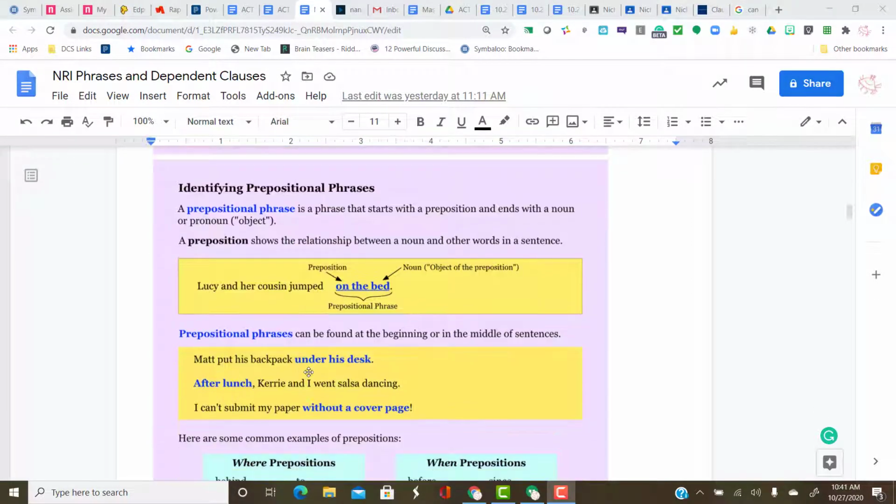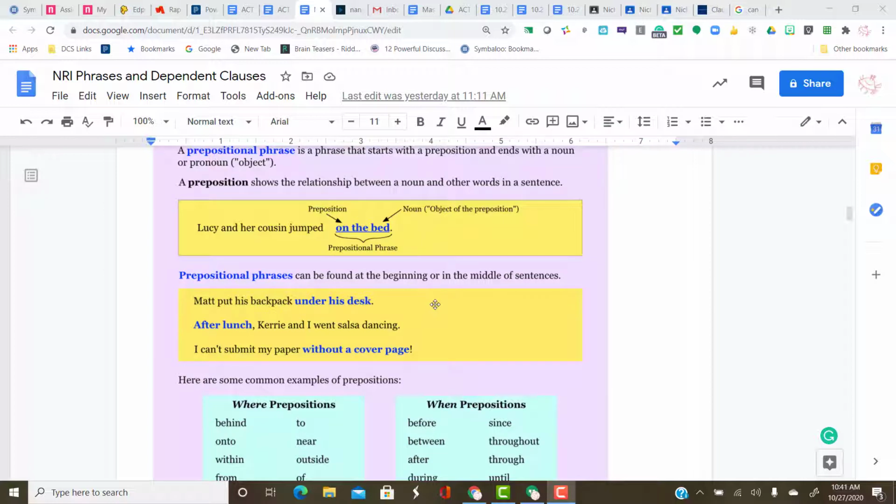All right, slide 6. A preposition shows the relationship between a noun, that's its object, on the bed, and other words in the sentence. In this case, jumped. Lucy and her cousin jumped on the bed. What's the relationship between jumped and bed? It was on the bed. In other words, it answers the questions that adjectives and adverbs answer.